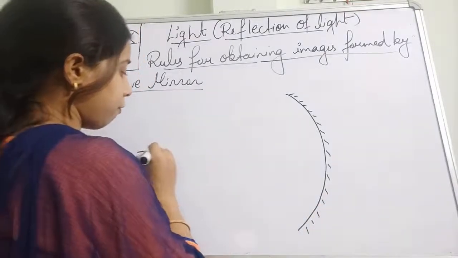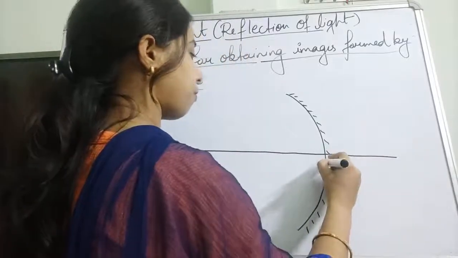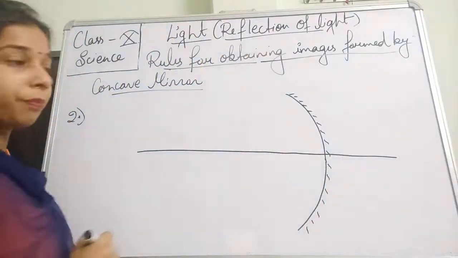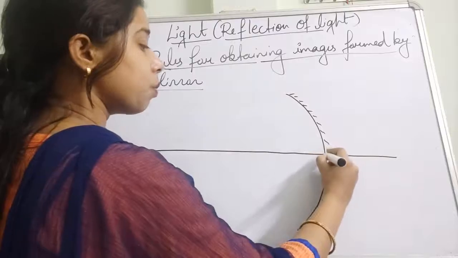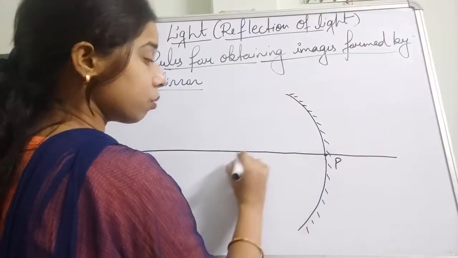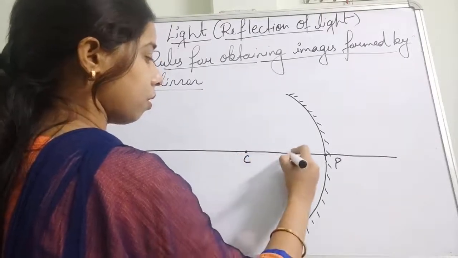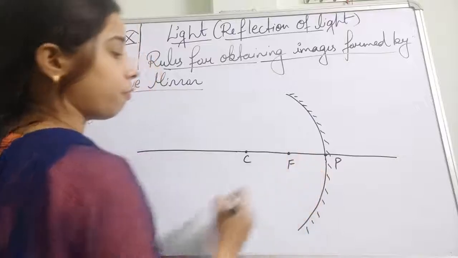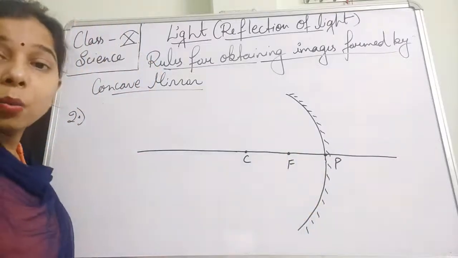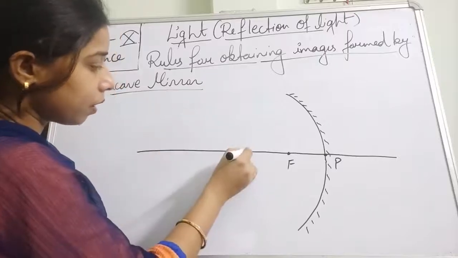So a principal axis passes through the center of the concave mirror. Now, students, this is the pole. Suppose this is the center of curvature, and this is the principal focus. Now what happens when a ray of light passes through the center of curvature?